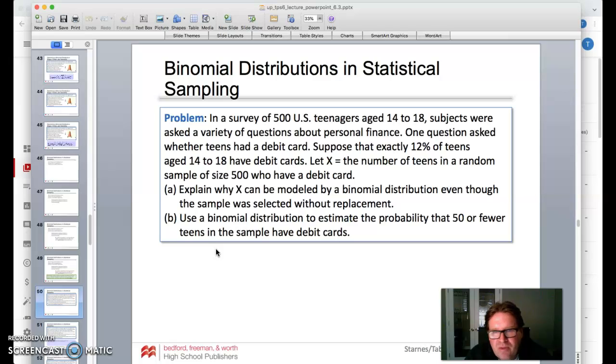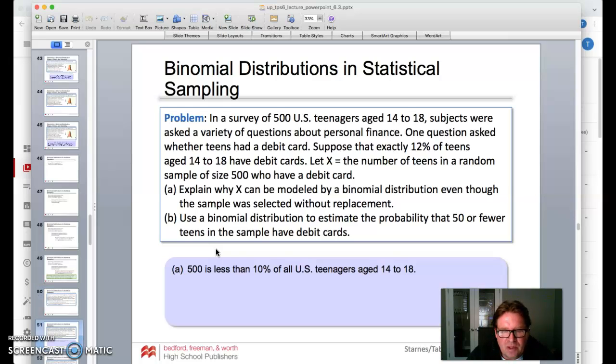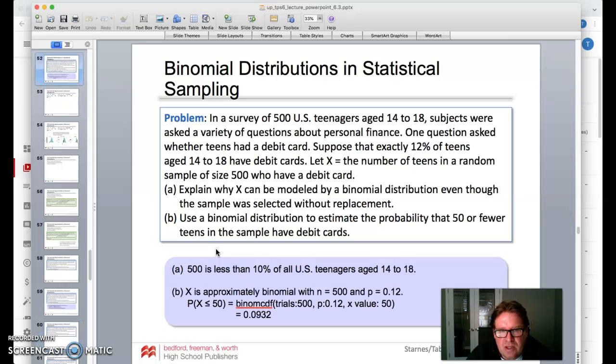Well, we know that 500 clearly is less than 10% of all U.S. teenagers. So we know that that's the case. All right, so let's use that binomial distribution now. Using what we just figured out, we can use that binomial distribution and use that calculator. Remember, the two things we have to know are the number of trials and the probability. We want to know the probability that 50 or fewer teens have cards.